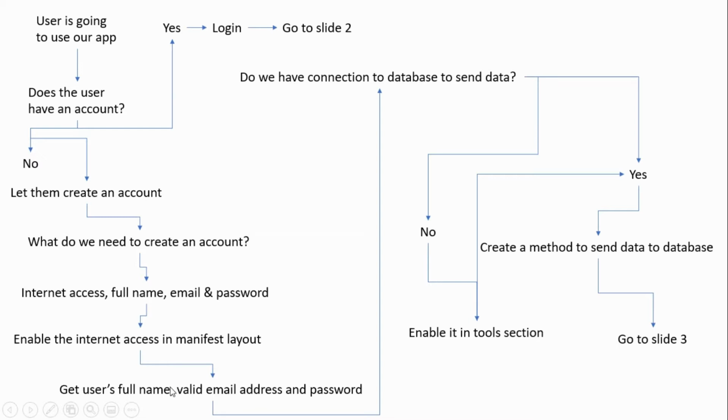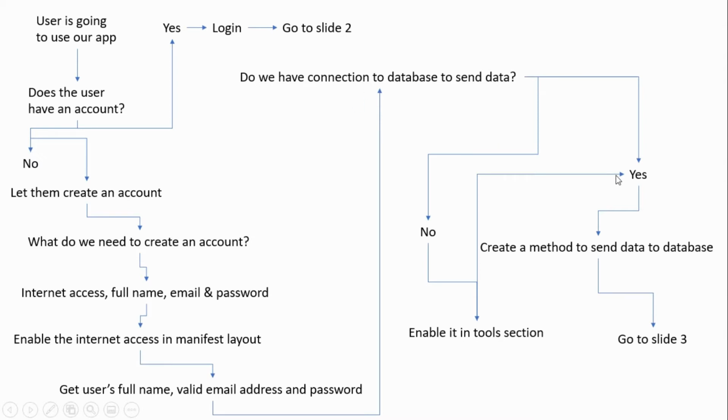Again, here we are checking if the user enters a valid email address using patterns, and the last one is the password. Once we have everything from the user, we check if we have any tools to communicate with our database to send data. That means we're getting the new user details and we are going to send them to the database. But to do that, in addition to our internet access, we have to have the tools to be able to communicate with our Firebase.